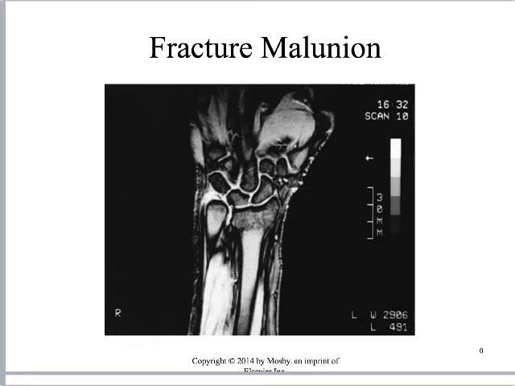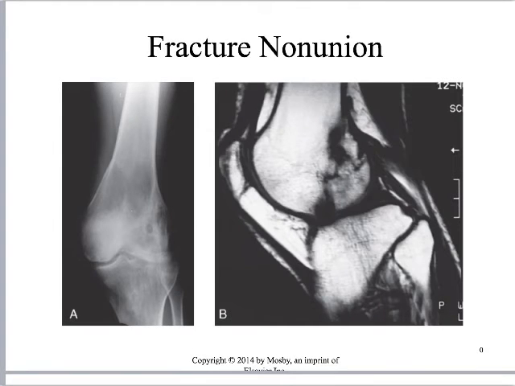Here's an example of total non-union. Within the distal femur, it is not coming back together, right? MRI is showing that it's not coming back together. There's probably going to be necrosis that will start to result from this.